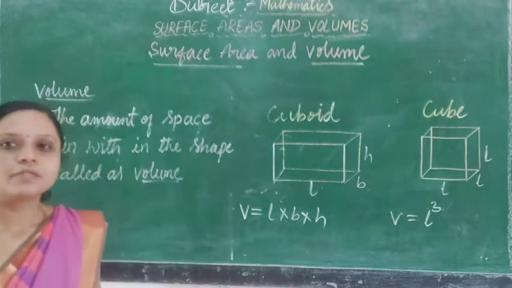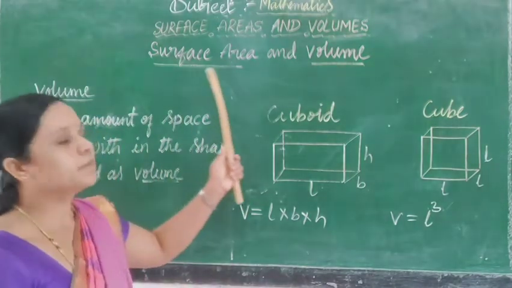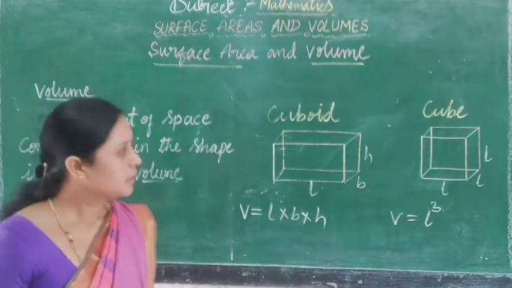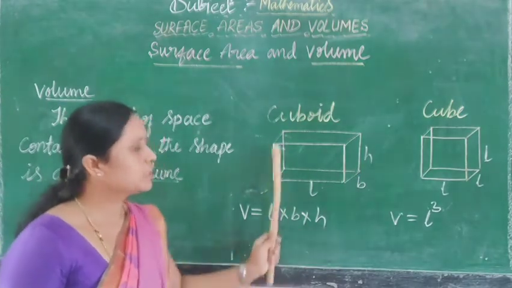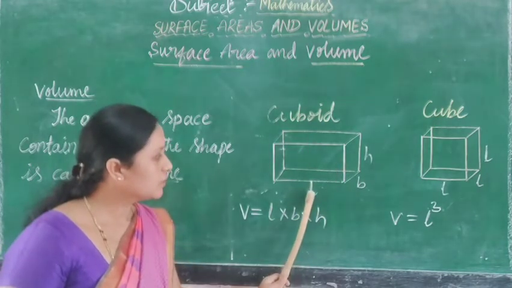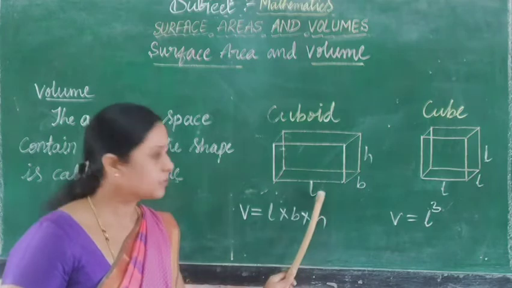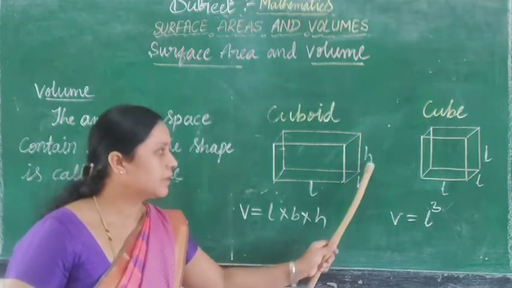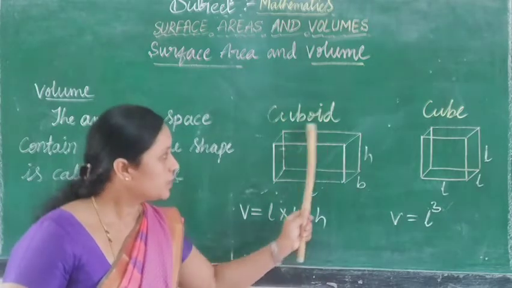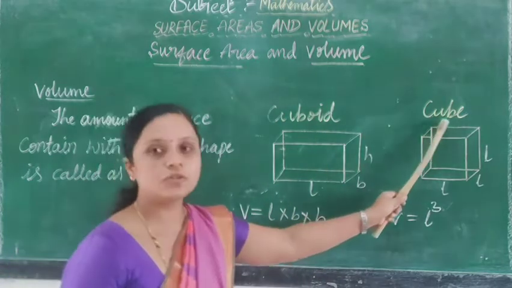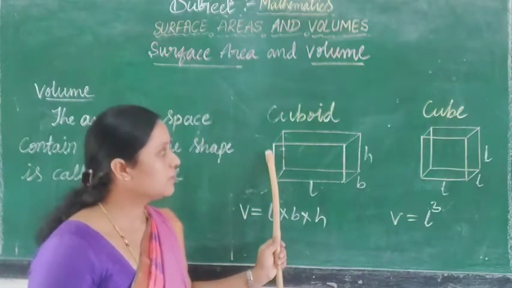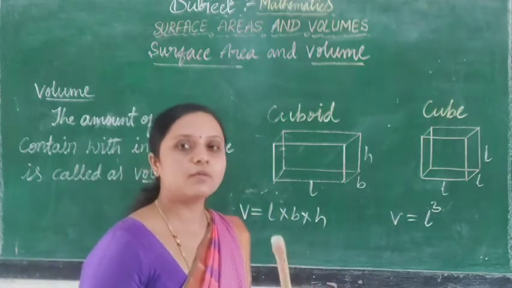Students, now we are going to discuss the difference between surface area and volume. Look at this cuboid, a 3D figure, with length, breadth and height. It is a three-dimensional figure. The special case of this cuboid is the cube. So what is the difference between surface area and volume?